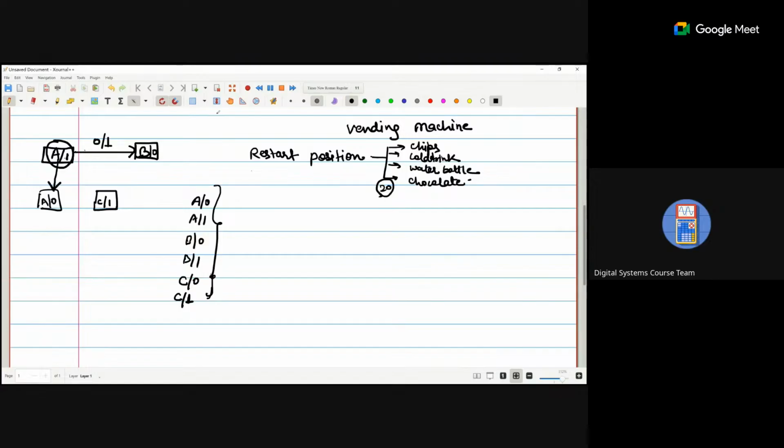It is only dependent on the state, and according to that state, it will give me the output. Clear? Yes, sir.